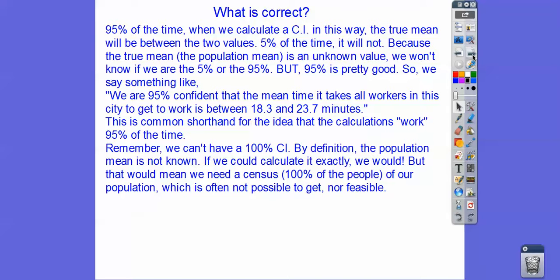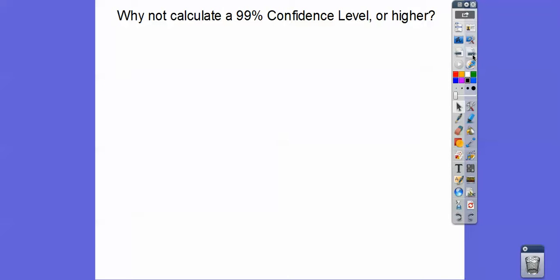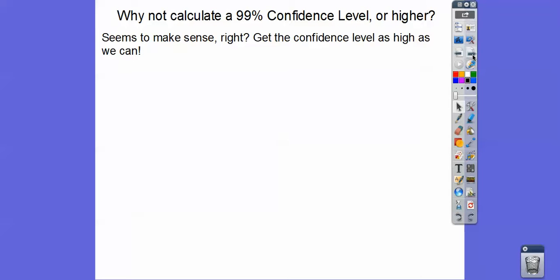It just wouldn't be that a census is 100% of the people, and we couldn't do it. It's just impossible, and it'd be too expensive anyways and too time consuming, so it's just not feasible. So why not calculate a 99% confidence level, or even higher, 99.9? Okay, so it seems to make sense.